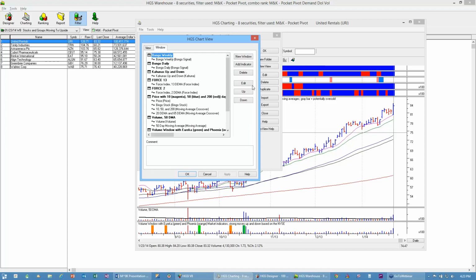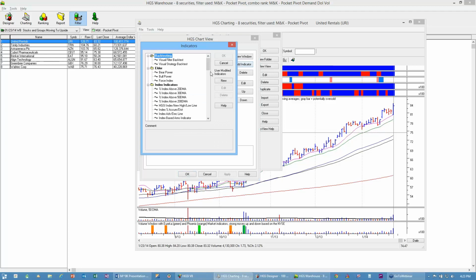and then I'll go back to the window, and I'll go down to the price area, because we want the group line to be where the price area is. I'm going to add the indicator, and I'm going to scroll down. I haven't done this for a while, so I have to find it. Group Index.